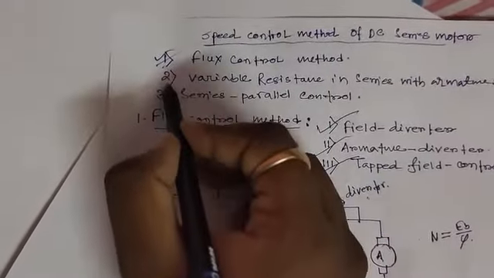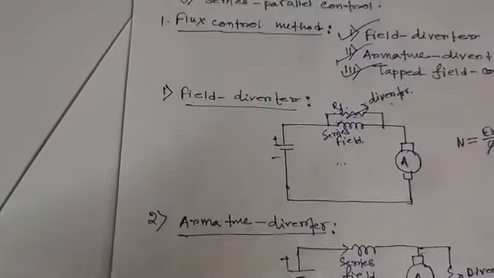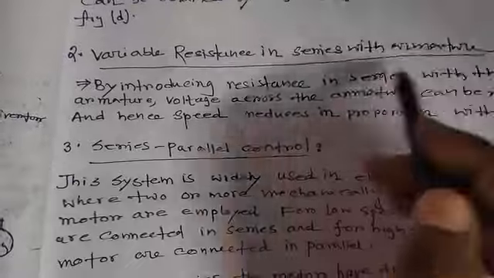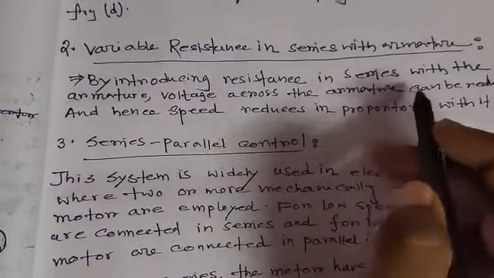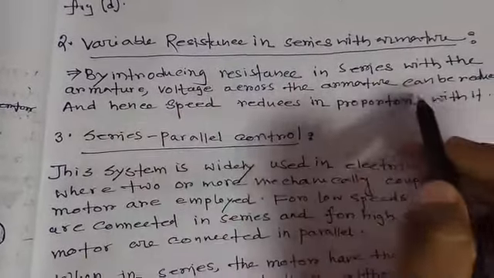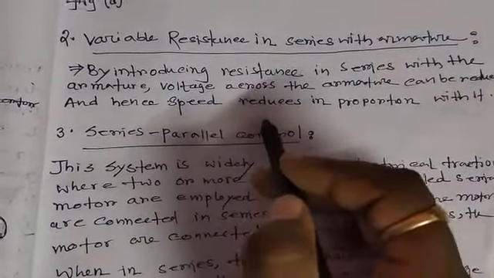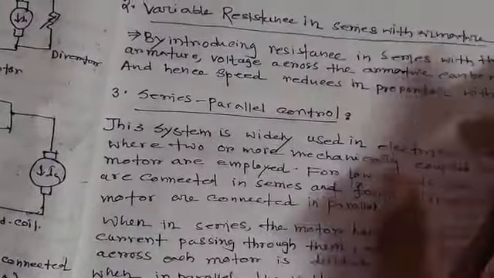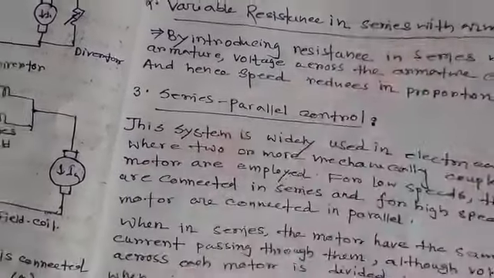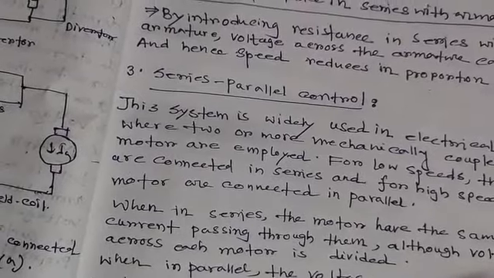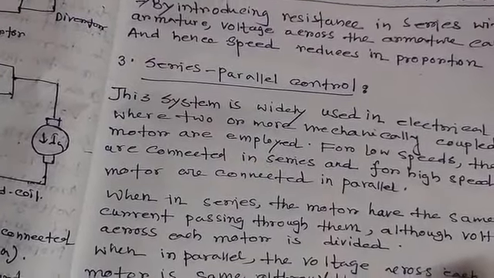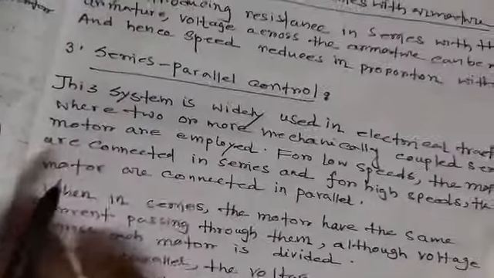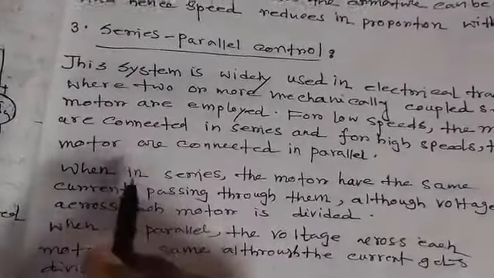Then I will discuss variable resistance in series with the armature. By introducing resistance in series with the armature, the voltage across the armature is reduced, and hence the speed reduces in proportion to it.